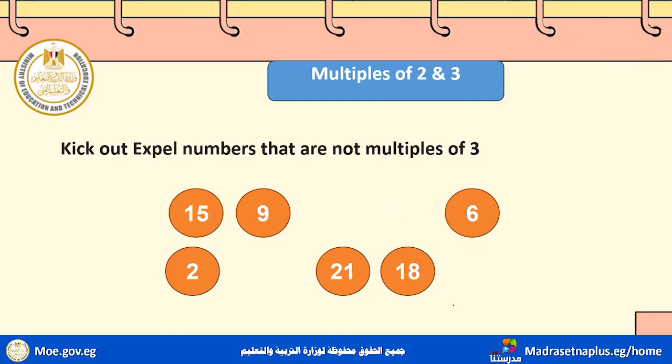We kick out 4. Why? Because 4 is not a multiple of 3. And now the left numbers are 15, 9, 6, 18, and 21. Yes, these are multiples of 3.